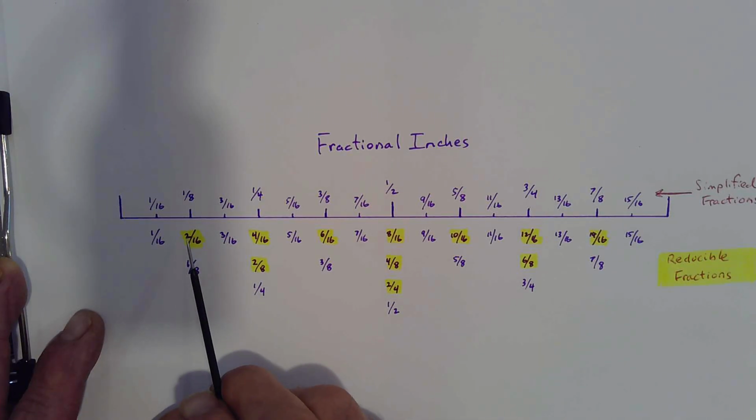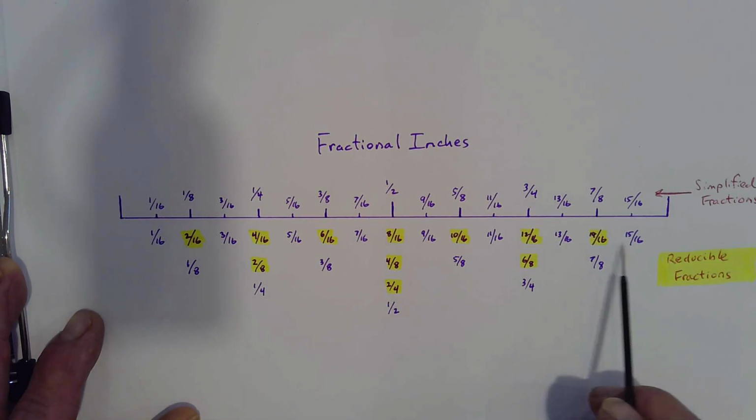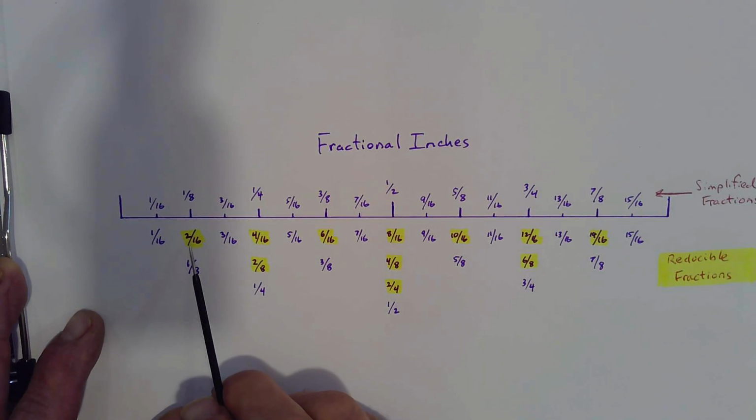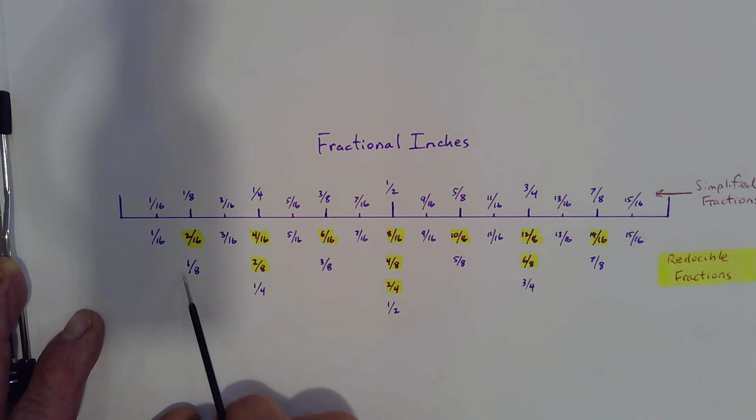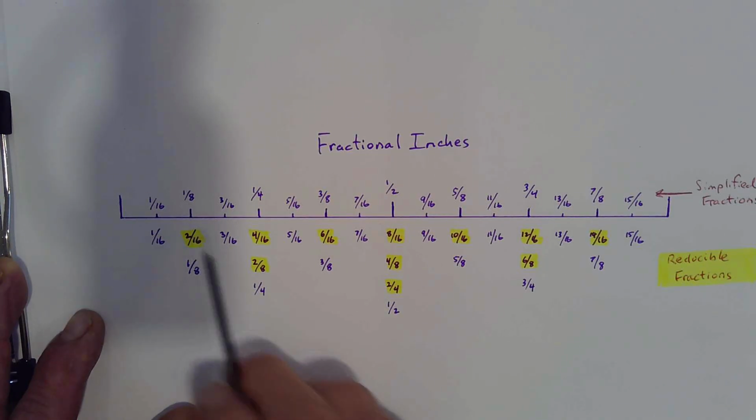2 sixteenths: 2 and 16 have a common factor. The common factor in this case is 2. And for all of these, it will almost always be 2. 2 sixteenths can be divided by 2. 2 divided by 2 is 1. 16 divided by 2 is 8. So this is a simplified fraction here.